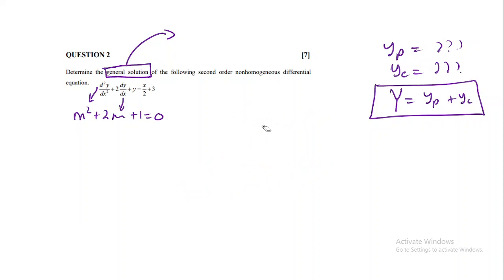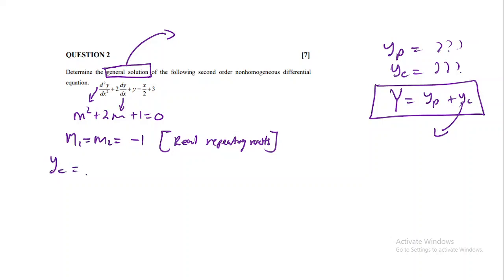So from this point, you're going to determine the values of m, and then you will realize that our values m1 will be equal to m2, which will be equal to minus 1. And then you'll be having what? Real repeating roots. So you're going to go to your table for yc and look for your yc if you are having real repeating roots, and then you realize your answer is going to be yc is equal to a plus bx e to the exponent minus x.